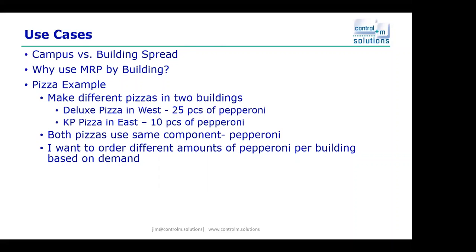Probably using MRP by buildings may or may not work that well for you in a campus environment, especially if you only have one receiving location. If I receive everything in one building and spread it amongst other buildings, you're probably going to want to do all of your material requirements planning as a campus or a group.